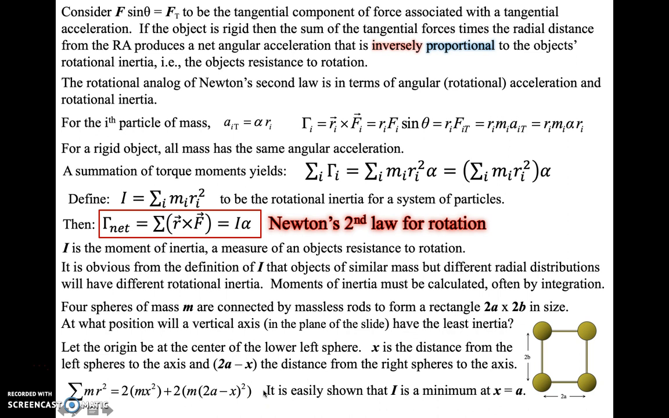Now, it should be pretty easily shown that the minimum would be where the axis is drawn right through the center, vertically through the center of this rectangle. Now, how do we prove that? Well, take a derivative of this term, where x is a variable, and set the derivative equal to 0.